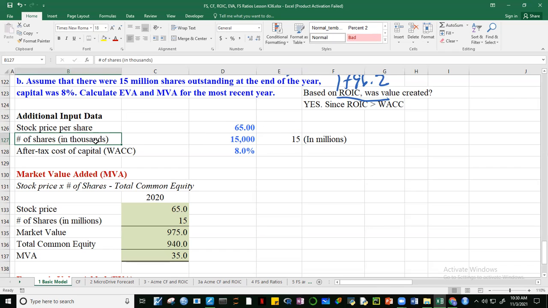The number of shares given here is in thousands. Therefore, we have to convert this into millions because our data is all in millions. So the 15,000, which is in thousands, we converted into millions by dividing it by 1,000. May I have your comment, guys? If that was clear, kindly chat yes. If it was clear, guys. I hope I have many responses.